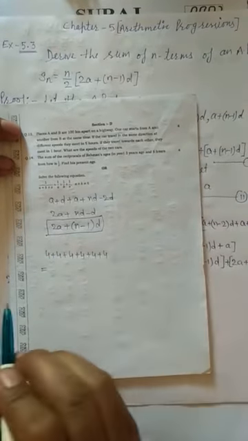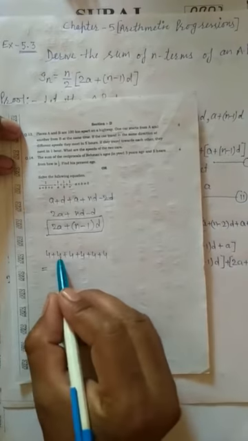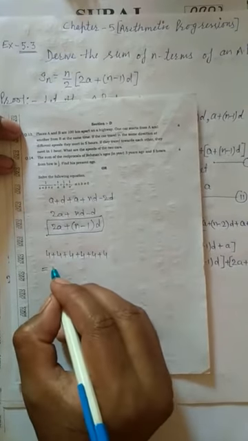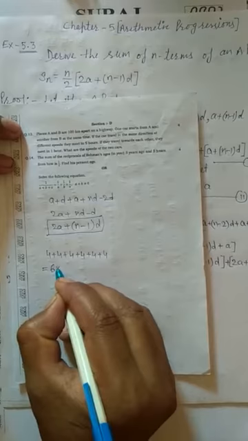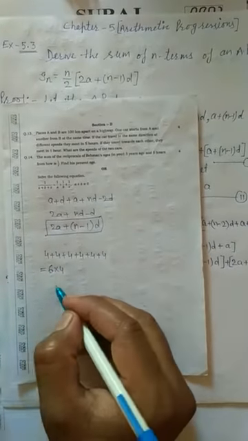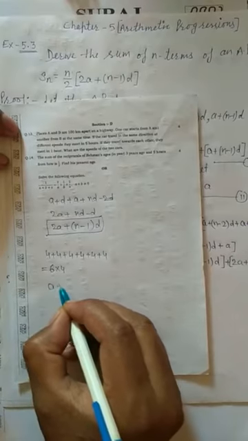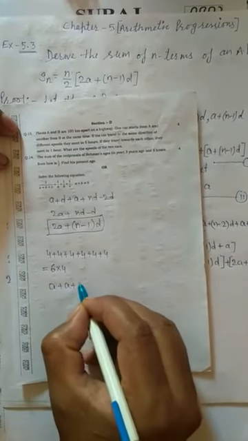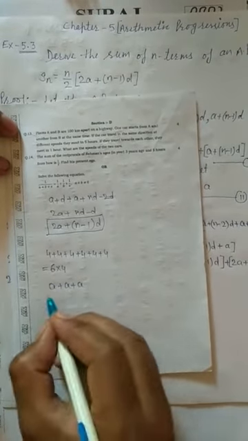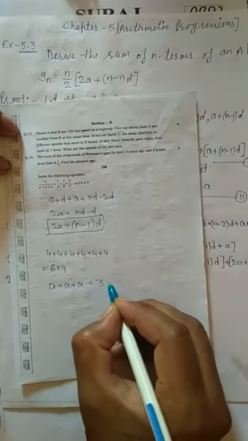Same number, how many times repeated? 1, 2, 3, 4, 5 and 6. So we can write it as 6 into 4. Same as it is, beta: a plus a plus a. What do we write? 3a.